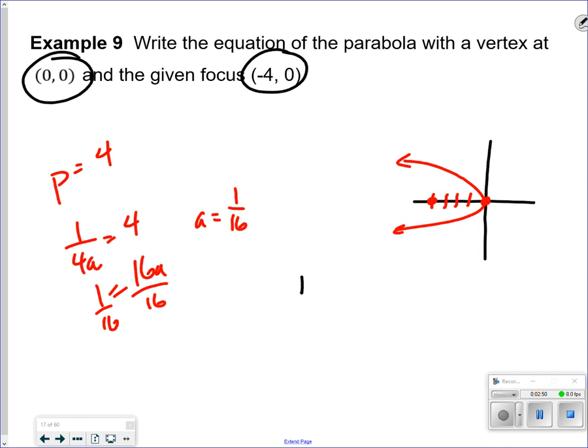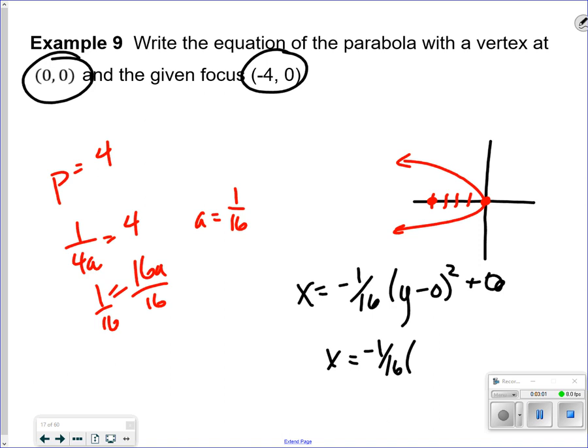So x is equal to, since we've got an x equals parabola, negative 1/16. And now we have the same dilemma we had previously. Because the vertex happens to be at 0, 0, I can put the zeros in, or I could leave them out, and it's still correct.